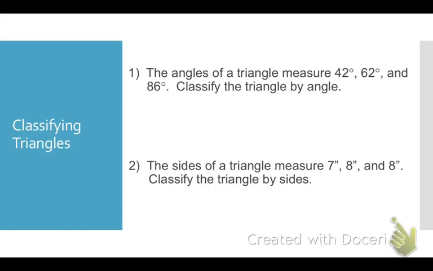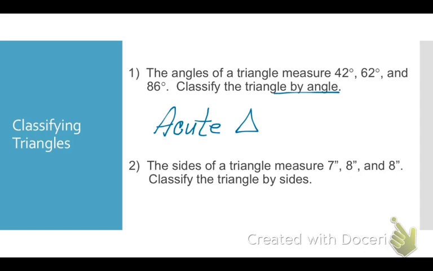Problem 1. The angles of a triangle measure 42 degrees, 62 degrees, and 86 degrees. Classify the triangle by angle. Well, since all of the angles are acute, this is an acute triangle.